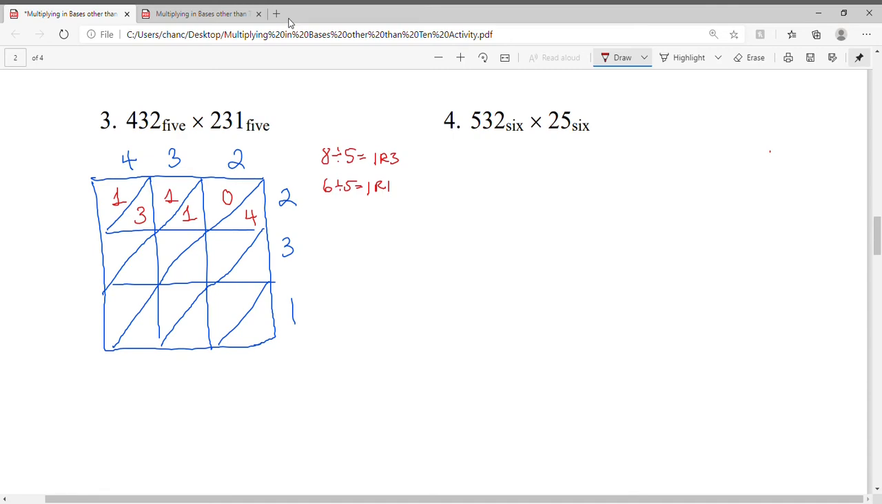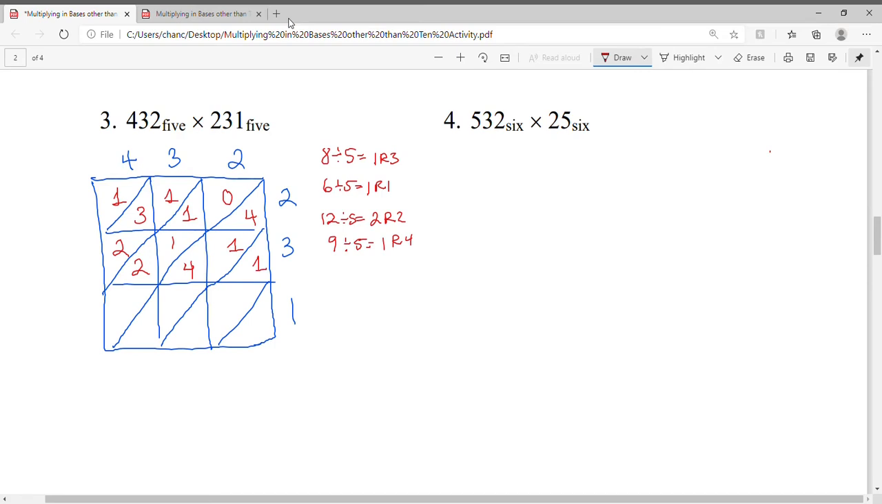Next row, 4 times 3 is 12, 12 does not exist in base 5. This is equivalent to 2, remainder 2, so we'll put 2 and a 2. Next is 3 times 3, that does not exist in base 5, so I have 1, remainder 4, 1, 4. Then we'll do 2 times 3, that's 6, but I know that's just 1, remainder 1, we already did that.